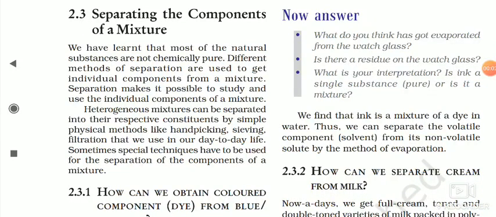Hello everyone. Today we'll start the next topic, separating the components of a mixture.